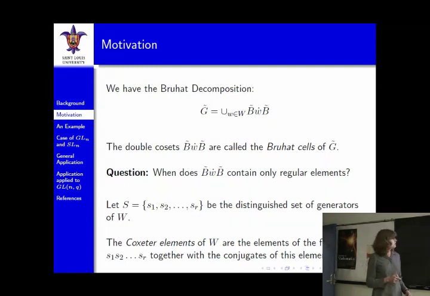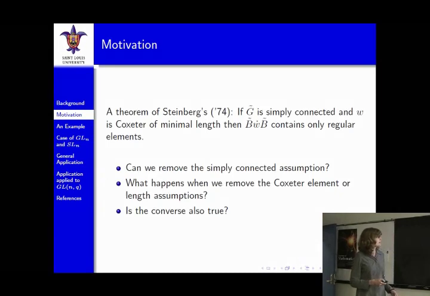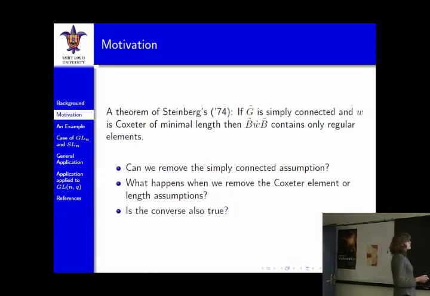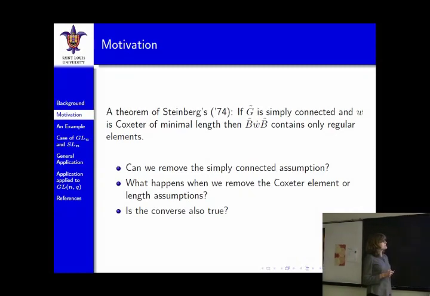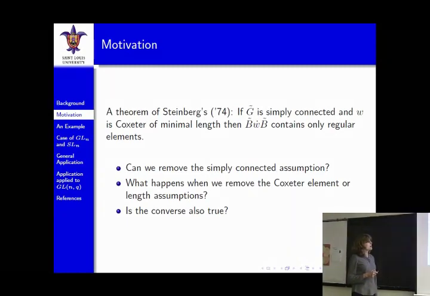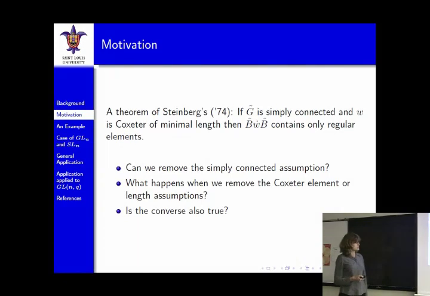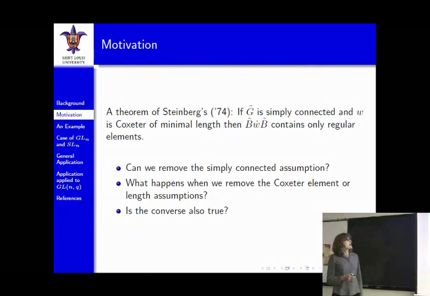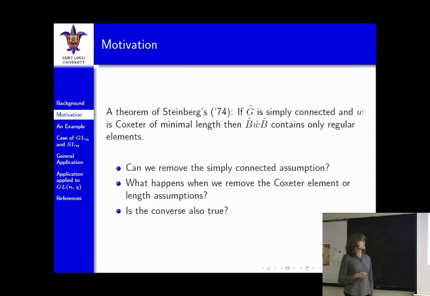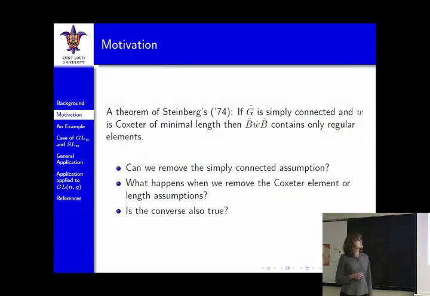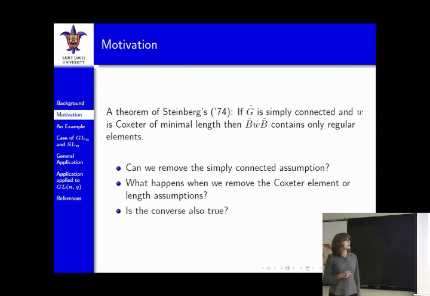Why is that interesting? Why am I defining that? Well, because I've got this theorem now, Steinberg, that I mentioned in my introduction to the talk. Steinberg proved in 1974 that if your algebraic group is simply connected, and your Weyl group element is a Coxeter element of minimal length, then you do get this nice situation where the Bruhat cell contains only regular elements. Now you're using a word here I haven't defined, minimal length.